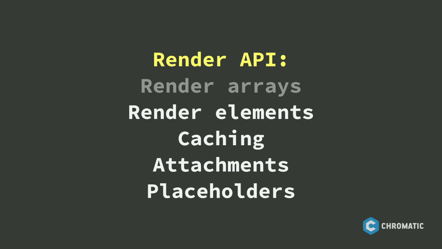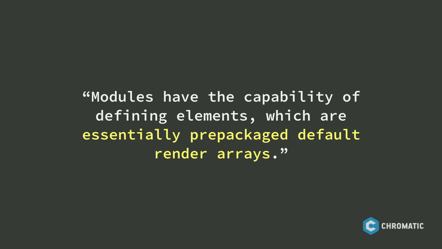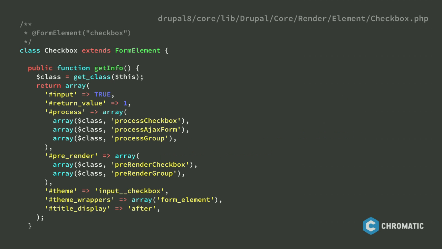So we're going to move on to render elements, which for a long time were very confusing to me, and still are sometimes. But the most helpful way of thinking about render elements that I've found reads: modules have the capability of defining elements, which are essentially prepackaged default render arrays. So I've highlighted the important part, prepackaged default render arrays.